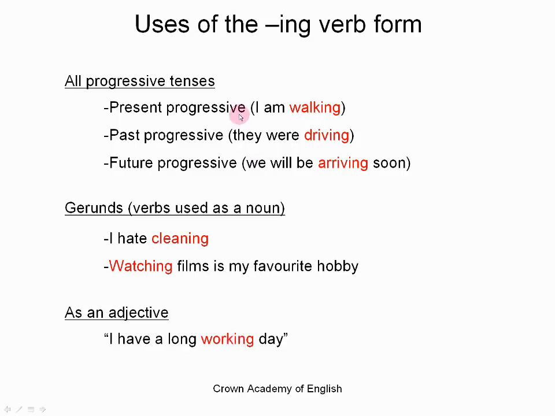So you can see all progressive tenses, gerunds, and in some cases adjectives, that's a lot of uses. The conclusion here is that we use the ing verb a lot. These three examples are not exhaustive. This is not all the uses. There are many, many, many uses of the ing verb in English. That is why this lesson is so important. It is important that we know how to spell this part.